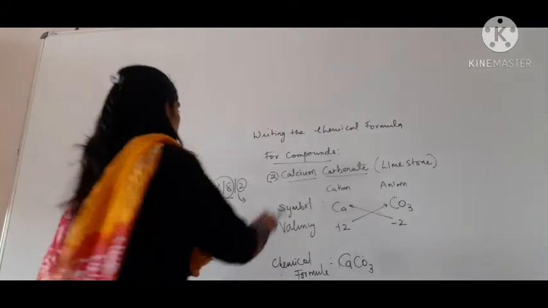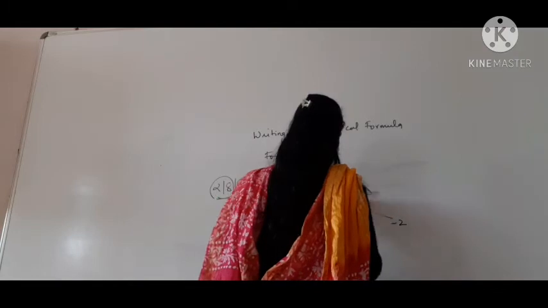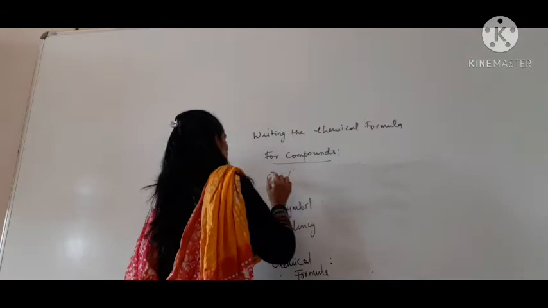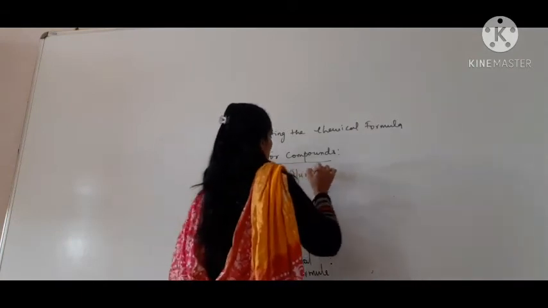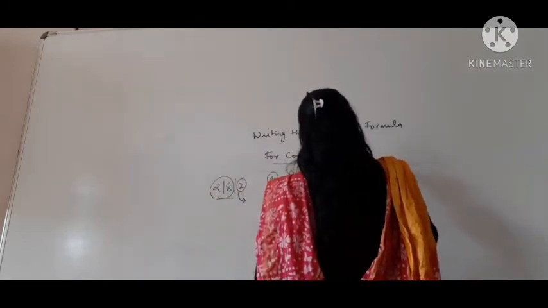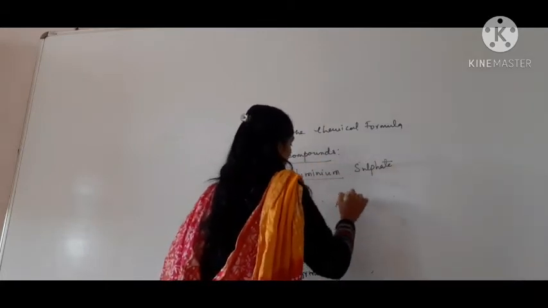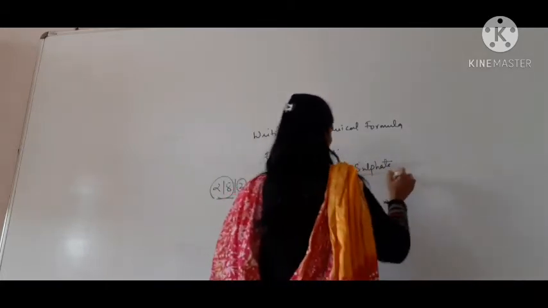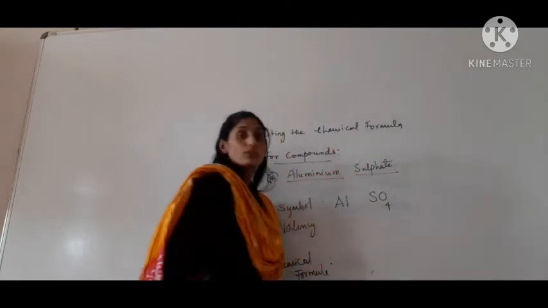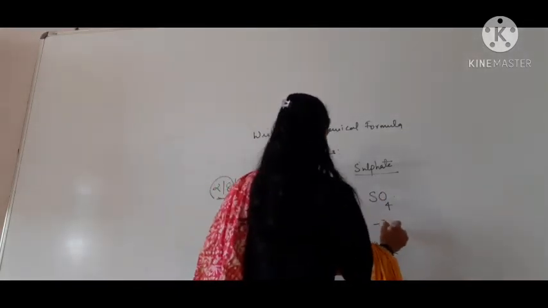Now the fourth one which we are doing is aluminium sulfate. Aluminium has the symbol Al, the first two letters. Sulfate is a polyatomic ion with one S and 4 oxygen atoms, SO4. Here Al has +3 valency and SO4 has -2 valency.